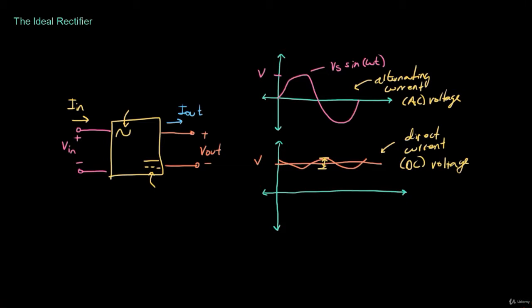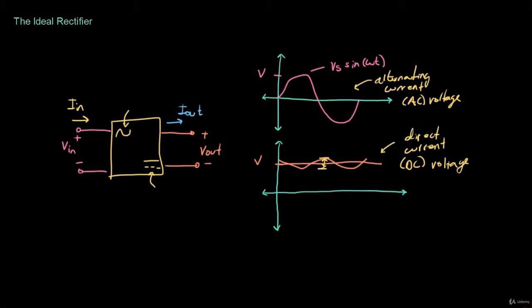And this ripple is sometimes defined in terms of the peak-to-peak voltage. So what that tells us is the difference between the maximum of the output voltage and the minimum of the output voltage. And so let's say that the output voltage is fluctuating between 10 volts and 20 volts, then the ripple would be 10 volts peak to peak. However, for an ideal rectifier, because the output is perfectly flat, then the peak to peak voltage is 0 volts.